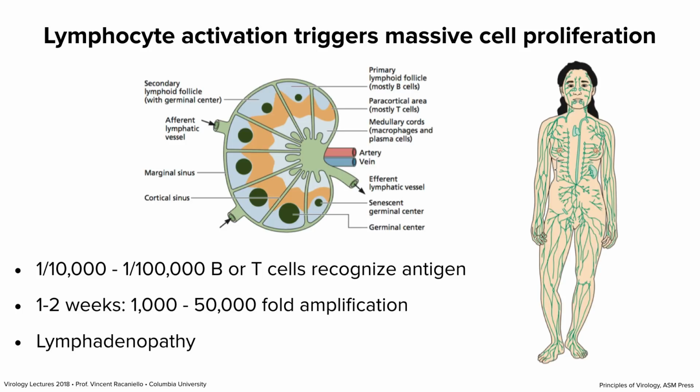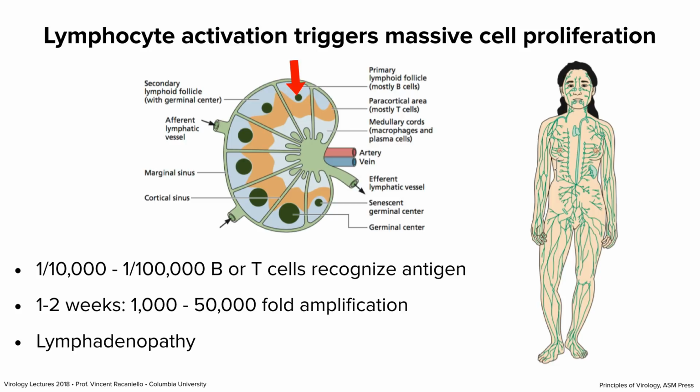And so within 1 week or 2 weeks, you have between 1,000 and 50,000 fold amplification. You go from 1 cell to perhaps 50,000 or more. And that's, of course, to make more of the T cells so they can go out and take care of the virus infection, or B cells so they can go out and secrete antibody wherever it's needed. And that happens in these lymph nodes.